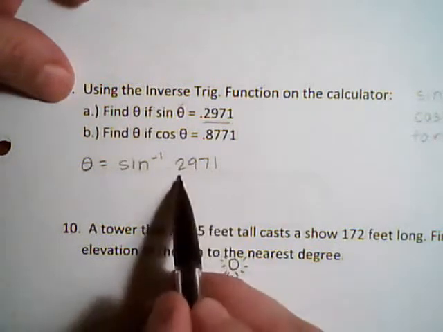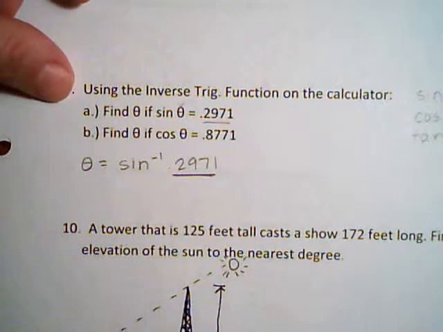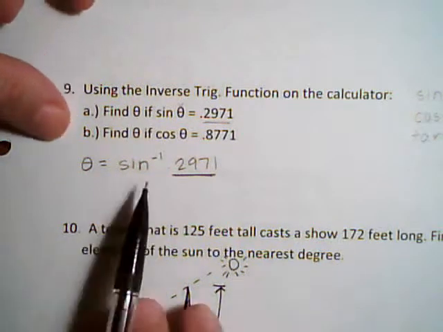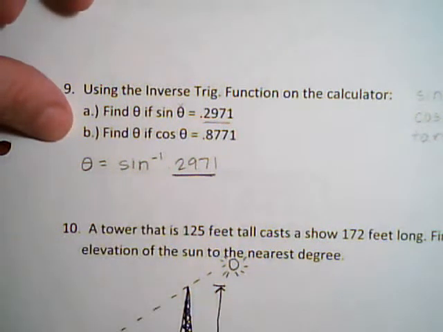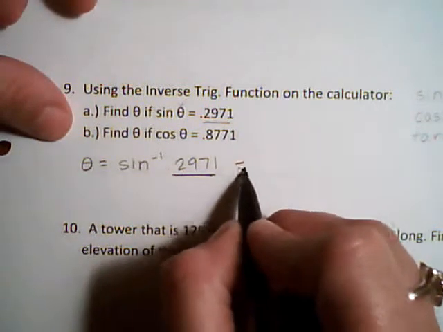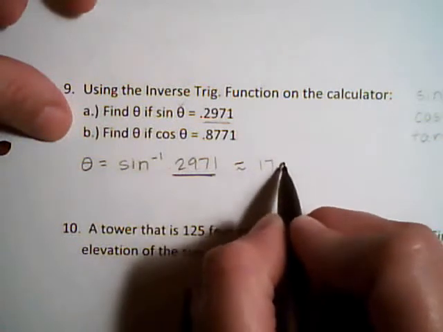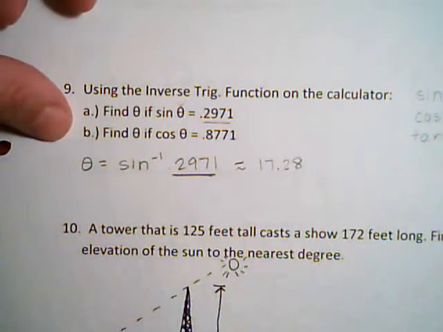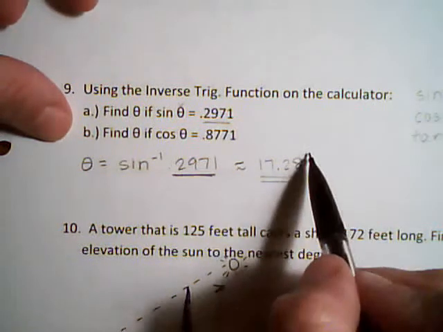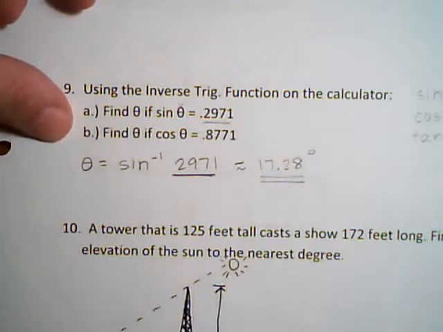You would type in 0.2971, and then on my calculator I have to hit second and then sine to use that inverse. And so that gives me approximately 17.28 if I keep it to 2 decimal places. This is the value of theta, so that's in degrees. So that gives you what your angle measure is.